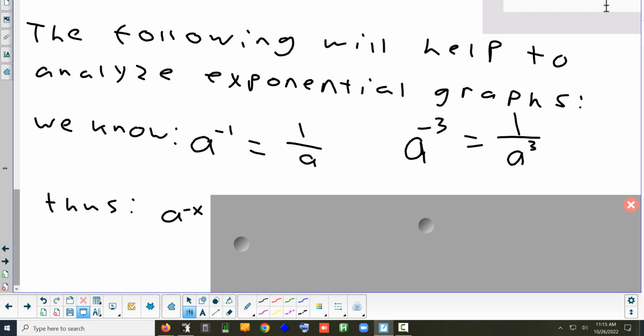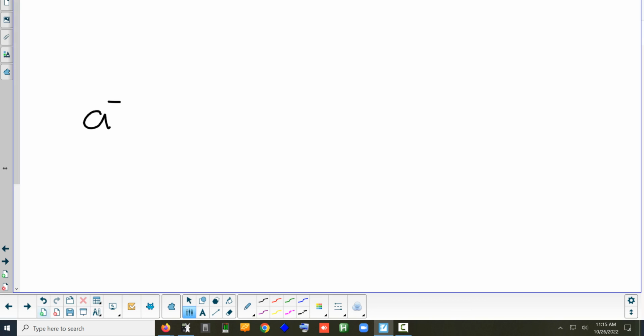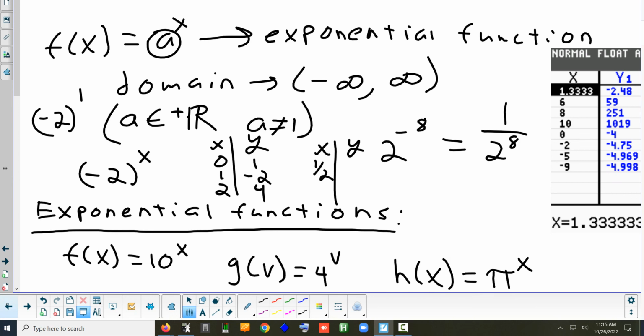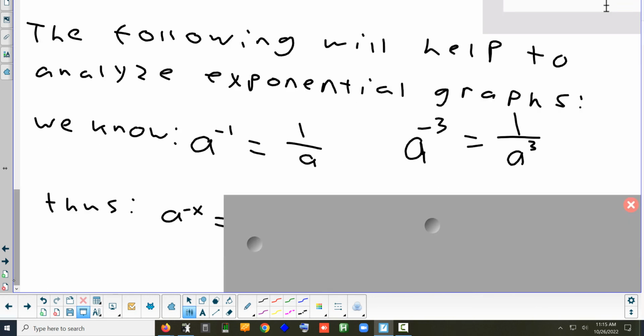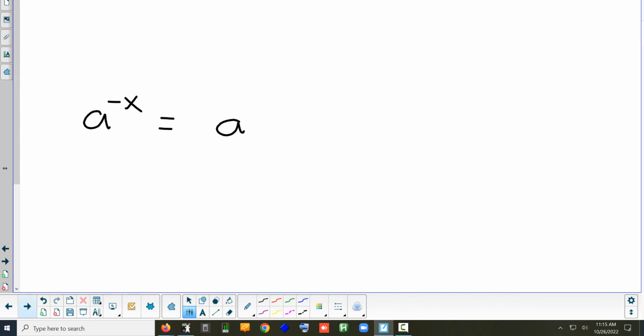So let's say we had a to the negative x. If you want to think of it this way, there is technically a number between that negative symbol and that x. You could think of it as having a 1. I'm copying it to a new page because I need a little more space. So a to the negative x, we're going to think of it as a to the negative 1x.